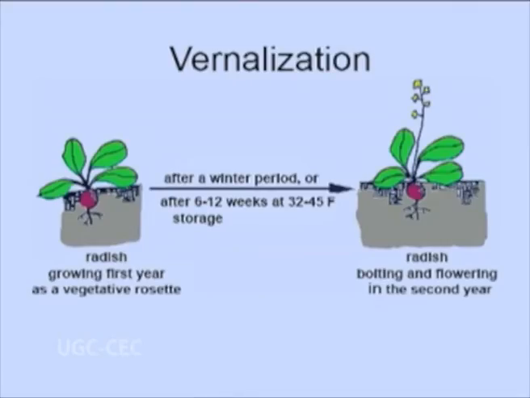Some plants require exposure to low temperature before flowering. This process is called vernalization. Application of GA can overcome this requirement in some of the plants.